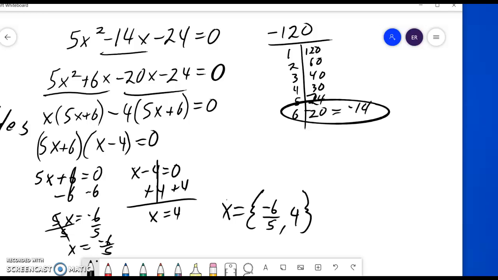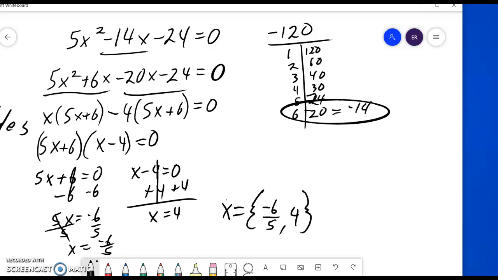Okay, so to review, factors of 5 times negative 24 is 120 that I subtract to get negative 14. Went down to my factors until I found one that I subtract to get 14. I needed more negatives for it to be negative 14. Replace the negative 14x with a 6 minus 20. Factor by grouping. First two, x goes into both of those. Second two, negative 4 goes into both of those. Should have the same thing left if we did it right.